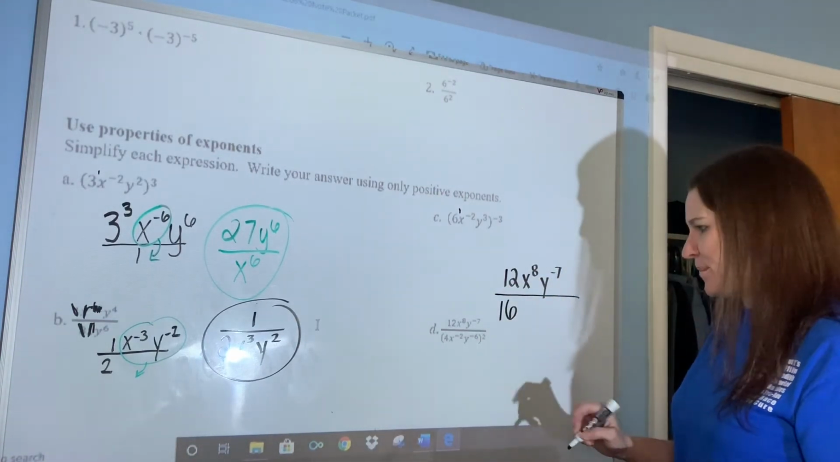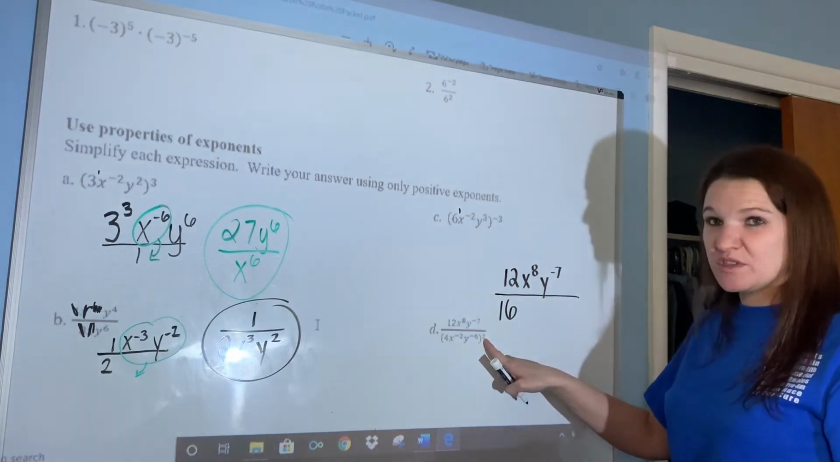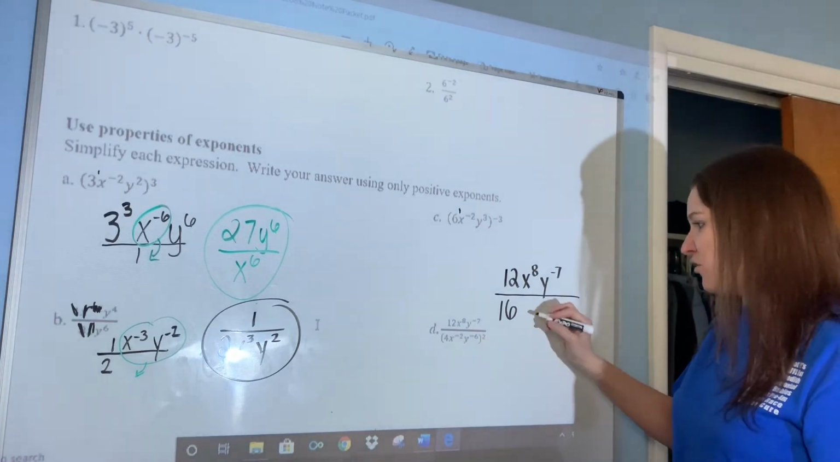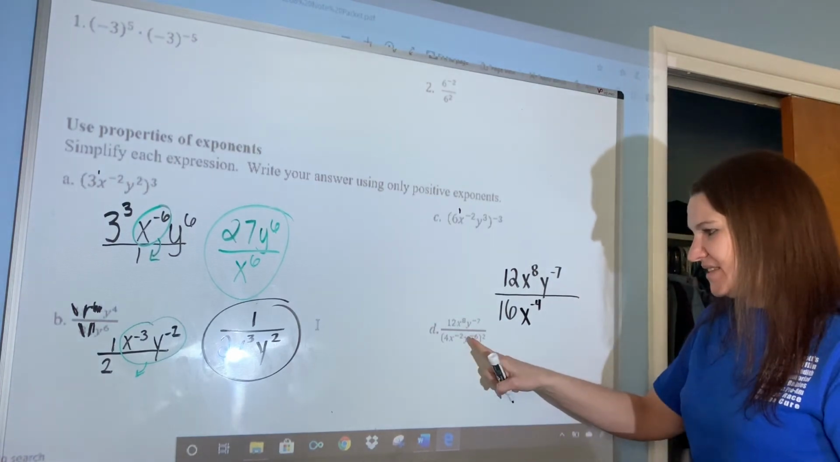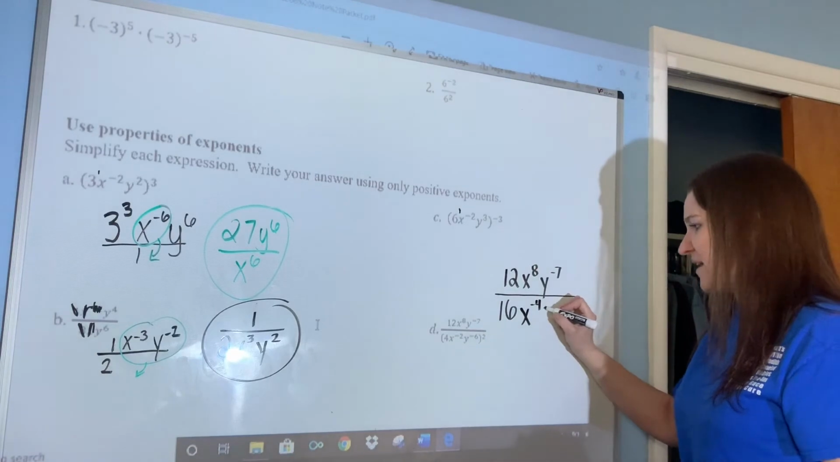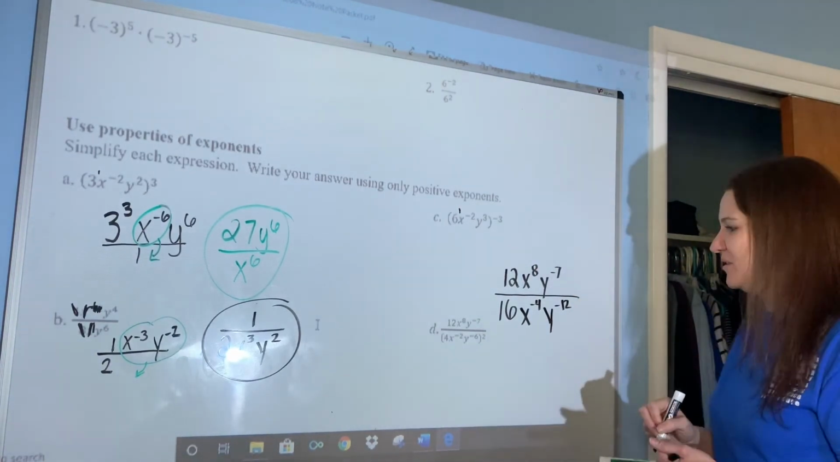Okay. Then x to the negative 2nd power, power to a power we multiply. So negative 2 times positive 2 gives me negative 4. So x to the negative 4th power. All right. y to the negative 6th times 2 would give me y to the negative 12th. All right, so far so good.